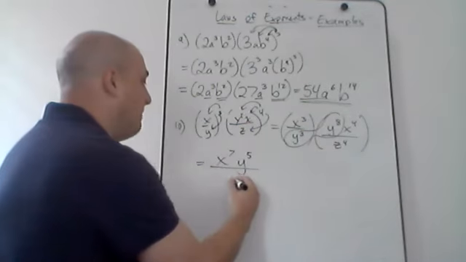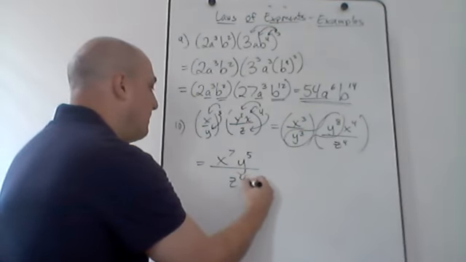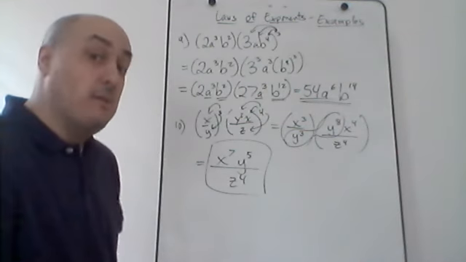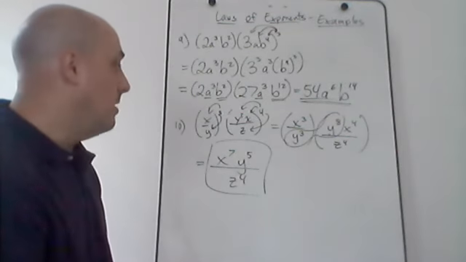And then I have a z to the 4th power in the denominator. And I don't have any other z's to combine that with, so that z to the 4th power just stays in the denominator. All right, that's all that happens with it.